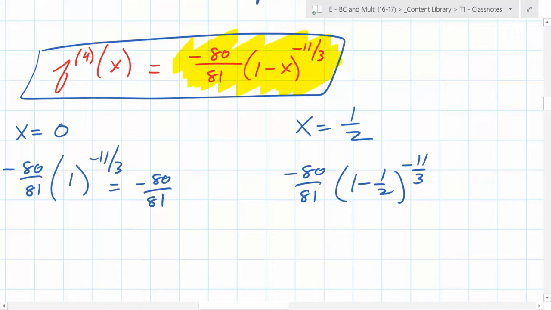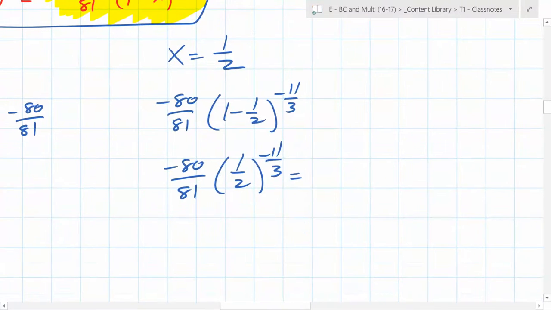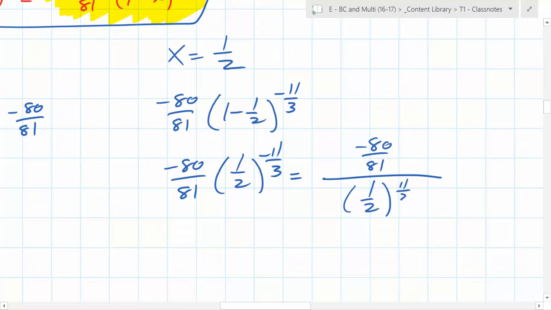You have to be very, very careful about this. So what do you end up with? Negative 80 over 81, 1/2 to the negative 11 over 3. What does that equal? Well, that's negative 80 over 81 over what? 1/2 to the 11 over 3. Do you agree with that? 1/2 is 2 to the what power? So this is the same thing as negative 80 over 81 times 2 to the what power? 11 over 3.